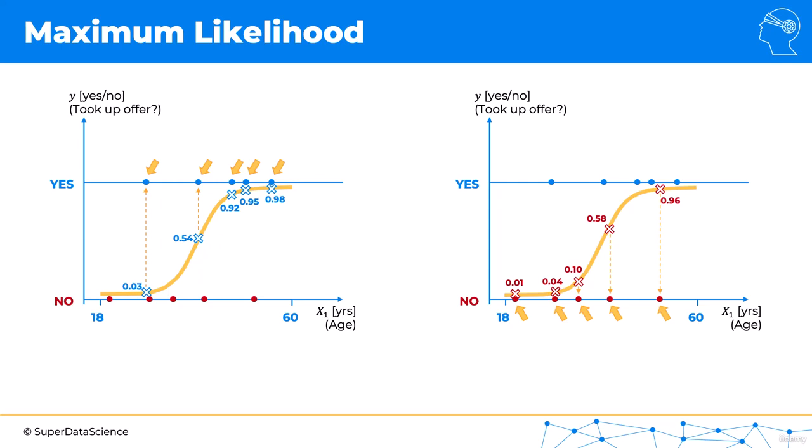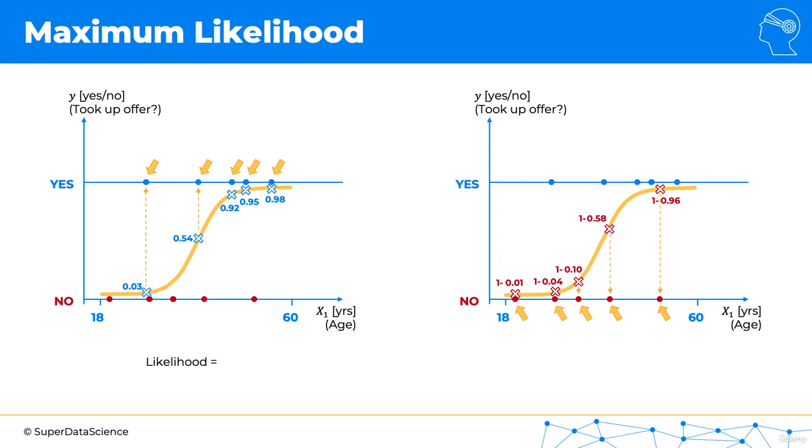But remember, on the right side over here, the values that we've illustrated, 1%, 4%, 10%, 58%, and 96%, are the probabilities of somebody saying yes, taking up the offer. So the probabilities of them saying no are 1 minus that value. So let's add that in there. So 1 minus each one of those values is the probability of them saying no. For example, for the first point, it is actually a 99% chance. The logistic regression is predicting that for someone of that age, there's a 99% chance that they will say no to the offer.